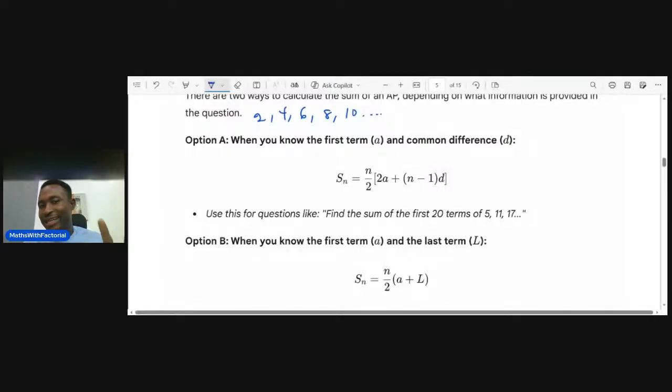Don't forget what I said a term is. It's just the position, right? The first term is 2. The second term is what? 4. The third term is what? 6. The fourth term is what? 8. So we want to find the sum of the first 4 terms of this particular sequence. This is the formula you use.